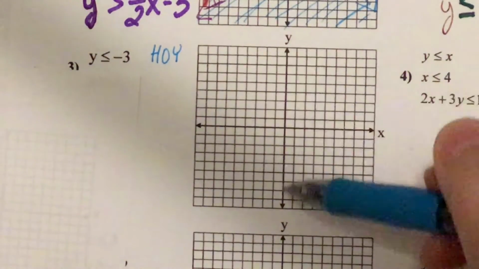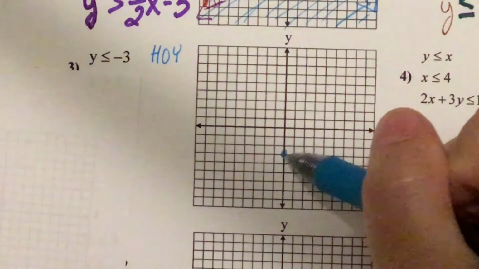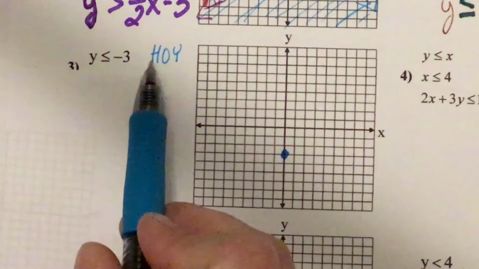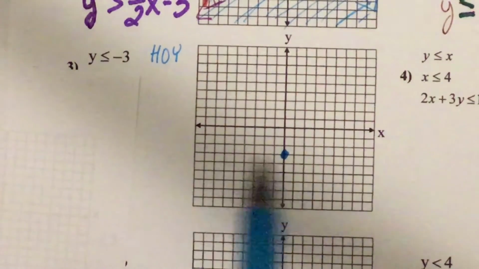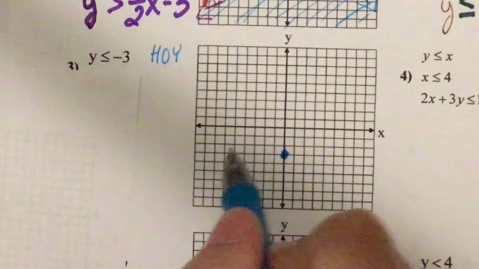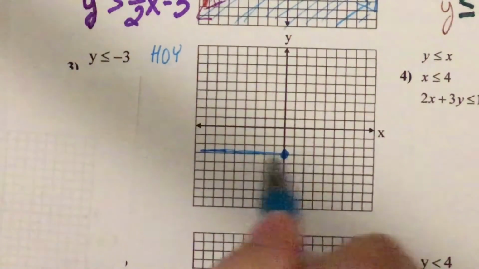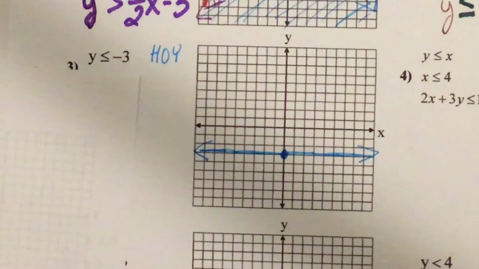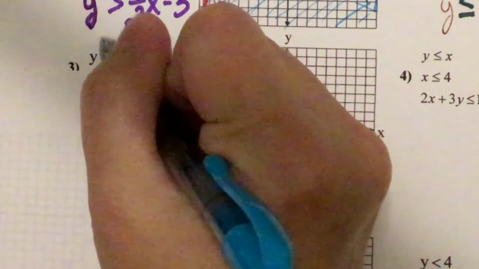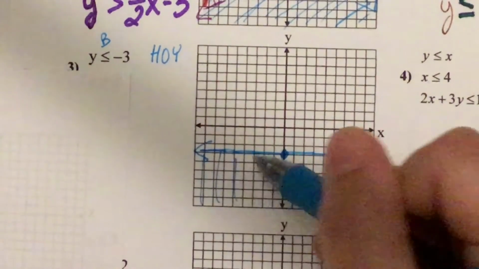Remember, this is your Y-axis. So Y is -3 when you go down. And then we're going to make a horizontal line. Is it solid or dashed? Solid. There's an equals. So let's make it a solid line. And do I shade above or below? Below. Less than is below. So I'm going to shade everything below this line.